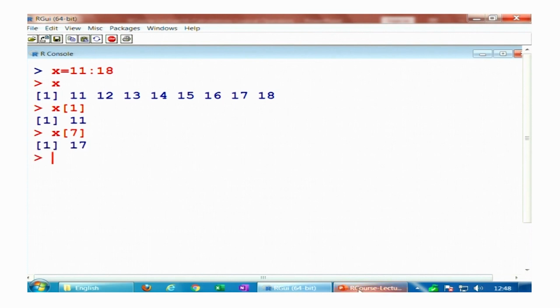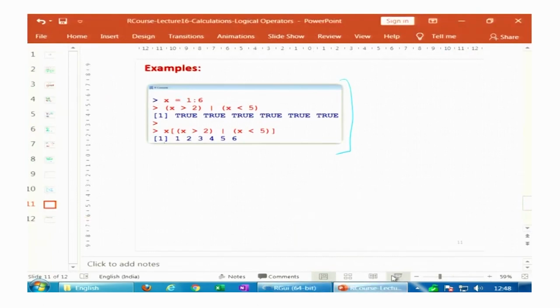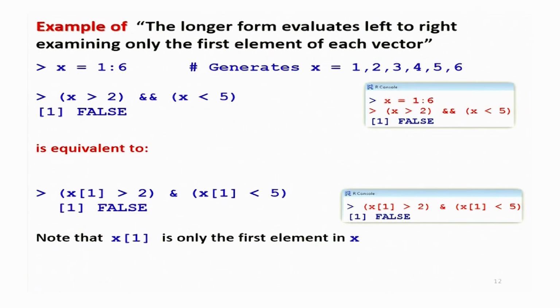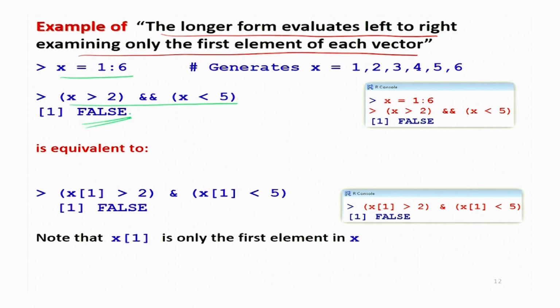So, if you have understood this concept, then I will give you one example to explain the meaning of the statement that the longer form evaluates left to right, examining only the first element of each vector, which I promised you in the beginning of the lecture. So, now you have taken x from 1 to 6. Now, if you take x greater than 2 and, with the double AND operator, x smaller than 5, it gives you the answer false. You know why this is happening, but I want to explain what is happening.